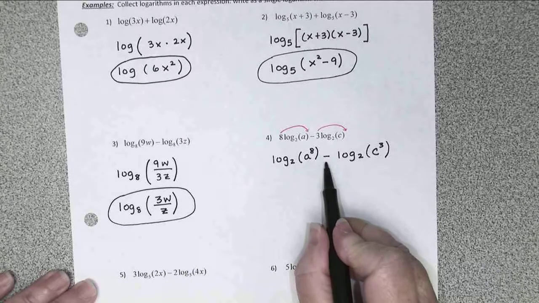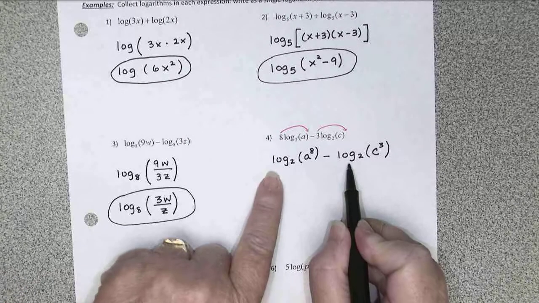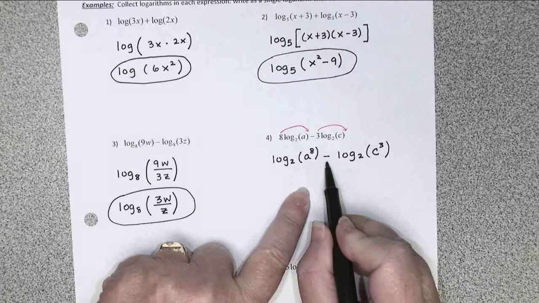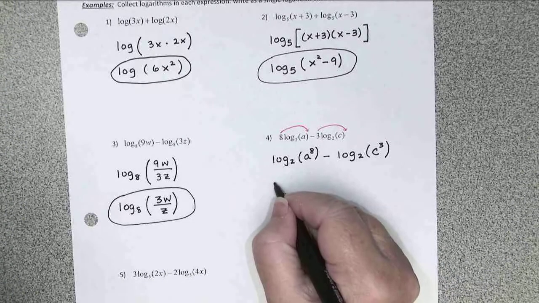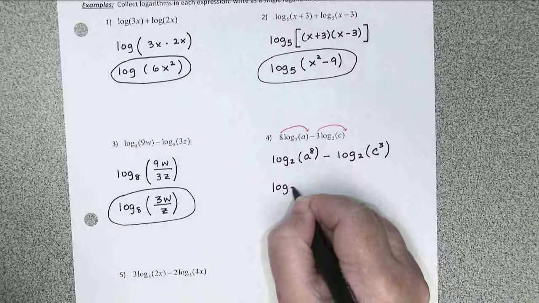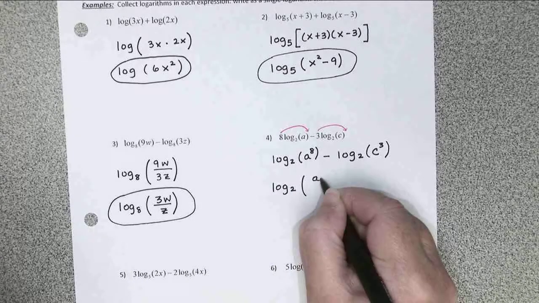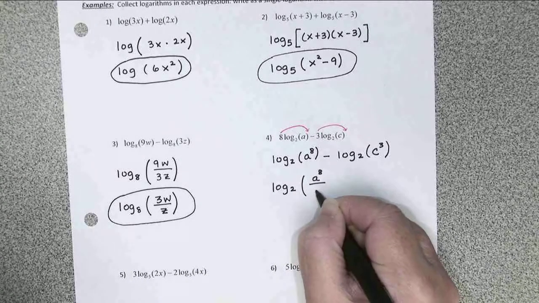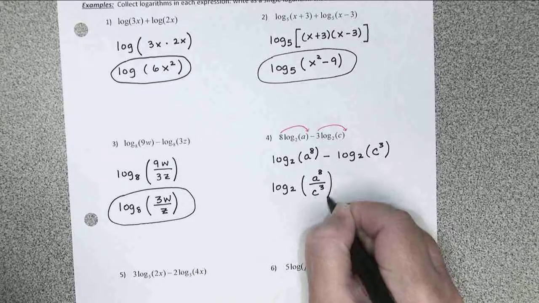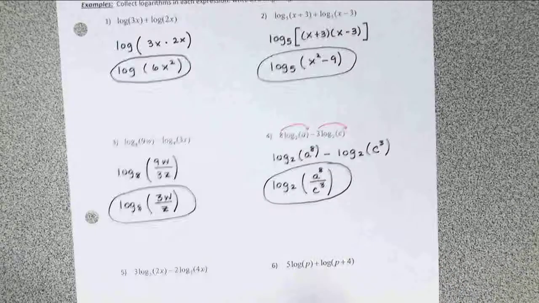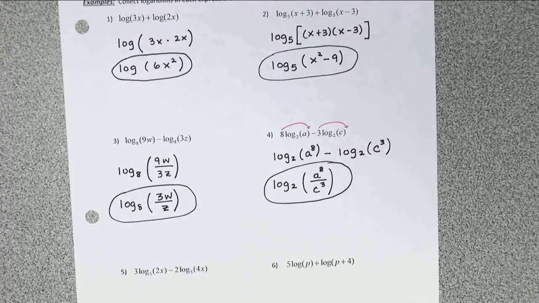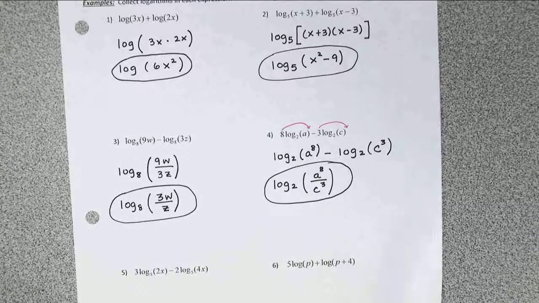Now that I've done that, I can say, okay, I've just got logs without any multipliers. Now I can apply my quotient property. And I can say this would be the log base 2 of a to the 8th divided by c to the 3rd. And once again, that would be considered the collected form. Started with 2 logs, collected them into 1.